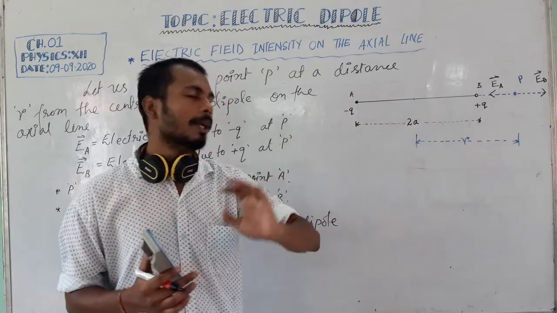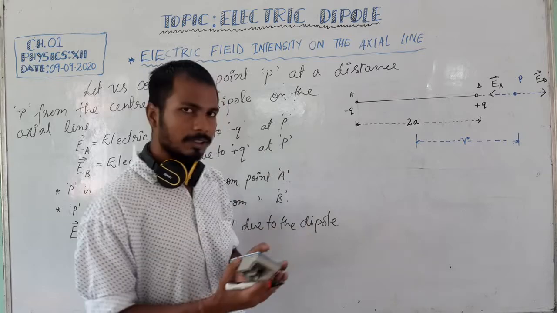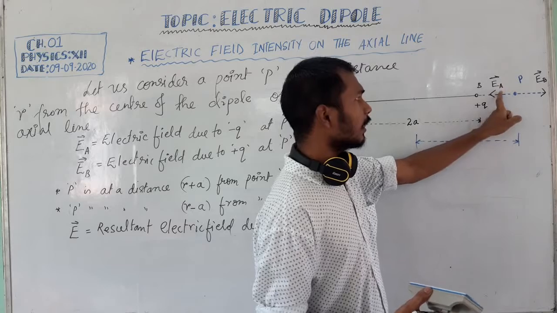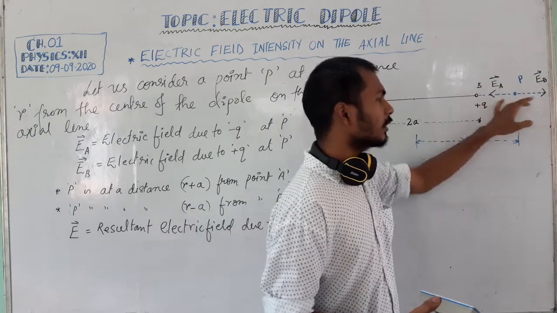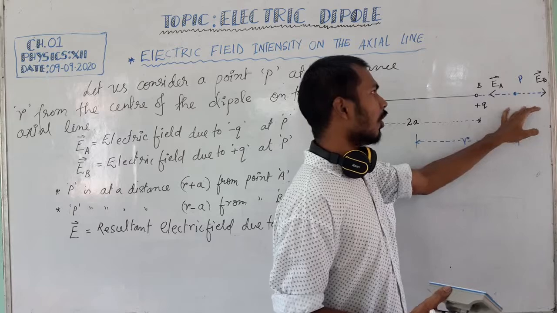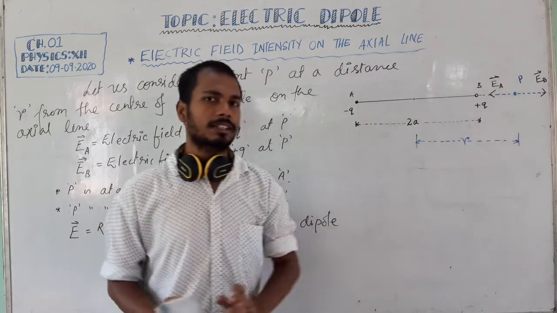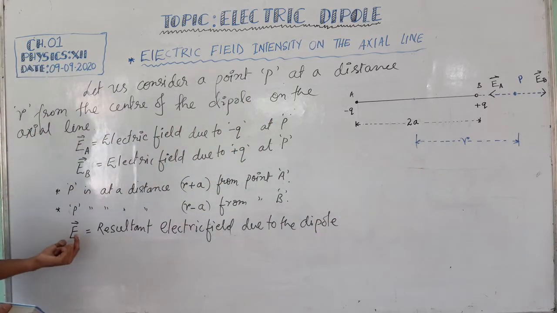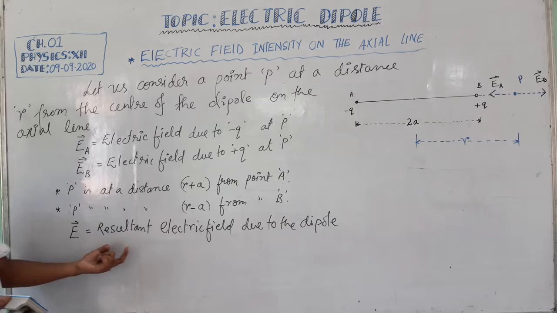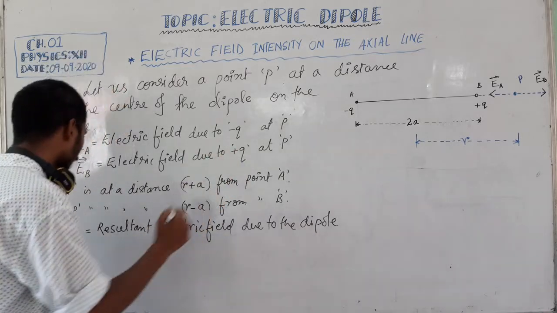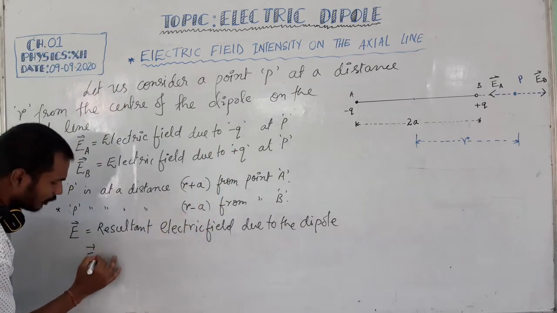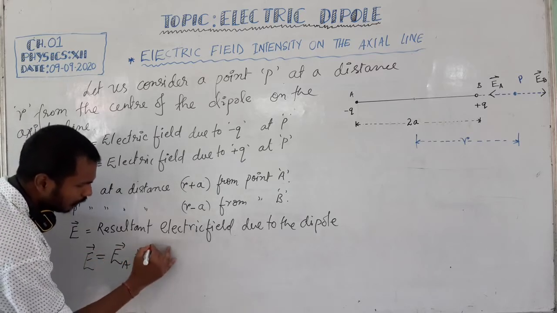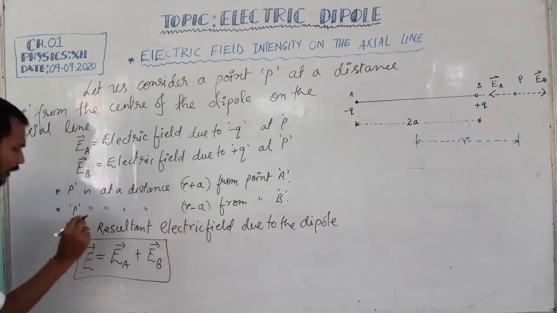Okay, we have already learned about vector addition and vector multiplication in class 11. Now in this case, EA is in this direction and EB is in this direction. The resultant of EA and EB is the net electric field at this point due to the dipole. So we write E equals the resultant electric field due to the dipole. E vector is equal to EA vector plus EB vector. This is the vector sum of the electric fields.